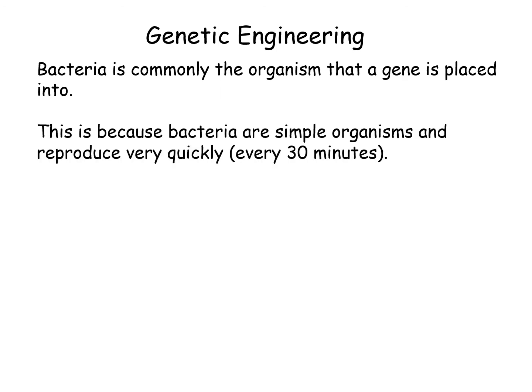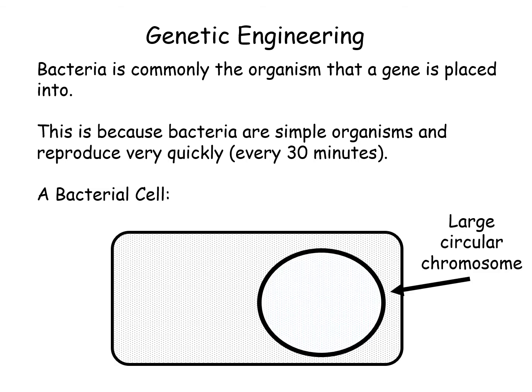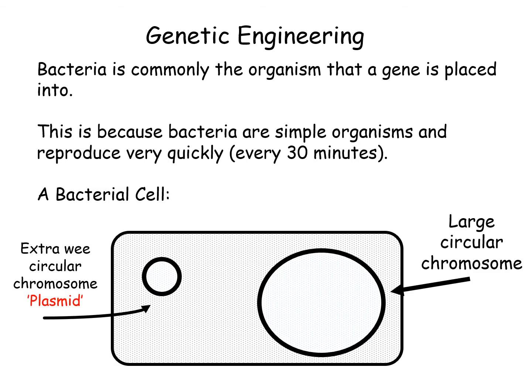So bacteria is commonly the organism that a gene is placed into. This is because bacteria are simple organisms and reproduce very quickly, every 30 minutes. A bacteria cell has a large circular chromosome, but it also has a plasmid made of DNA.